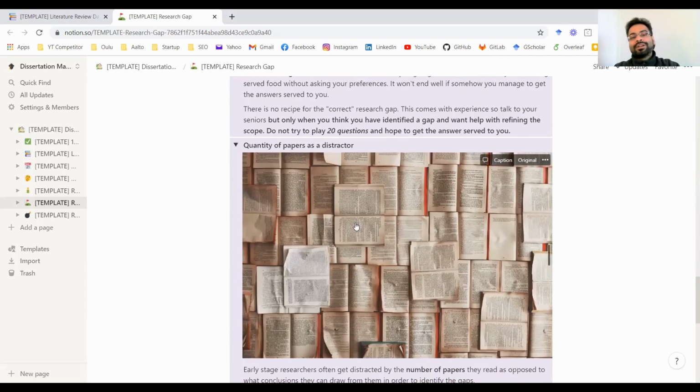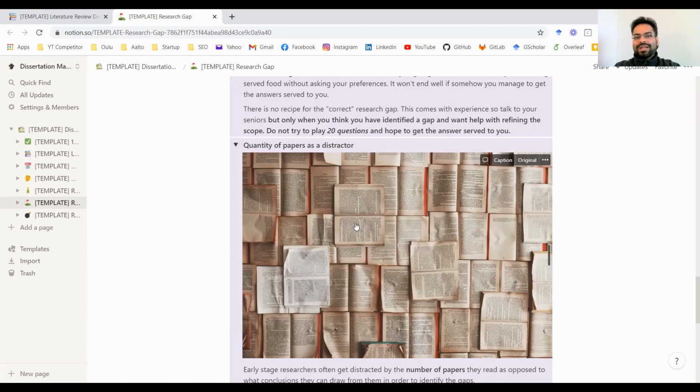Next up, the quantity of papers soon becomes a distractor, right? I've often seen early stage researchers get overexcited when they have read a couple of papers. Let's say you've read 100 papers, you feel like you've accomplished quite a lot, right? You've read 100 papers and you've seen your database grow. But that's the wrong motivator to look for, right? It's a vanity metric, as I call it.